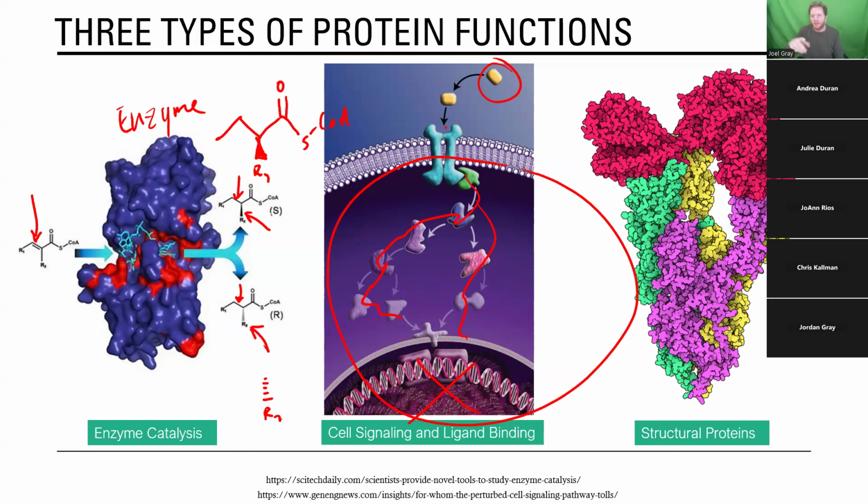And then last but not least, this structure on the right is an example of one of the critical roles that proteins play, in that they basically hold a shape. They hold a shape to a protein, or they hold a shape to the overall structure.